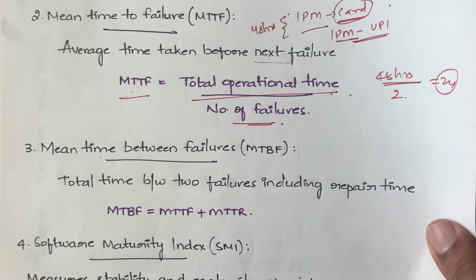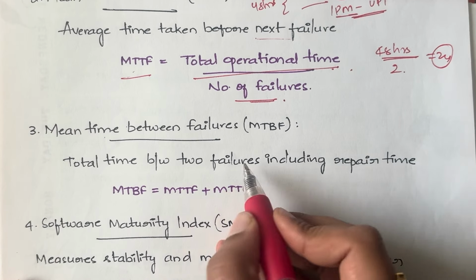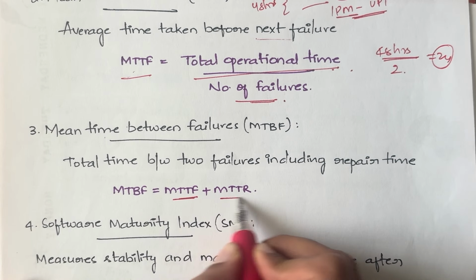Next, mean time between failures, which is MTBF, which is calculated by using MTTF plus MTTR.